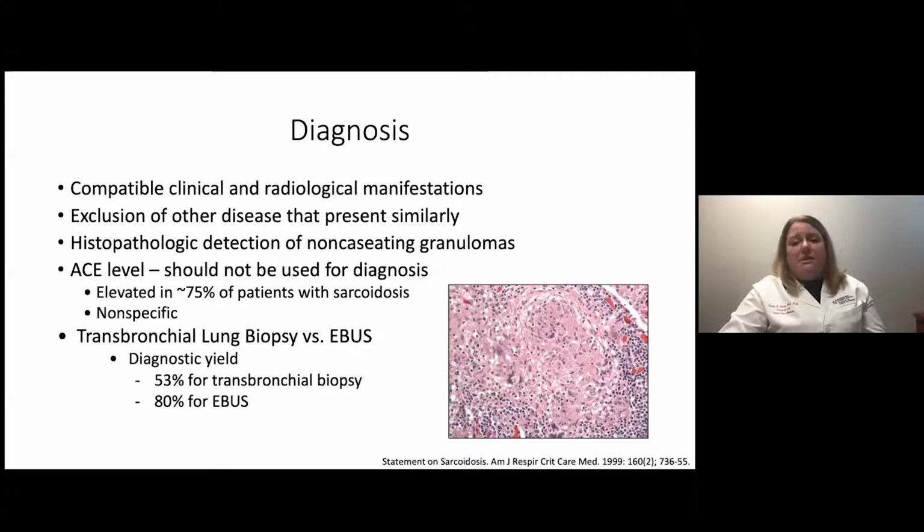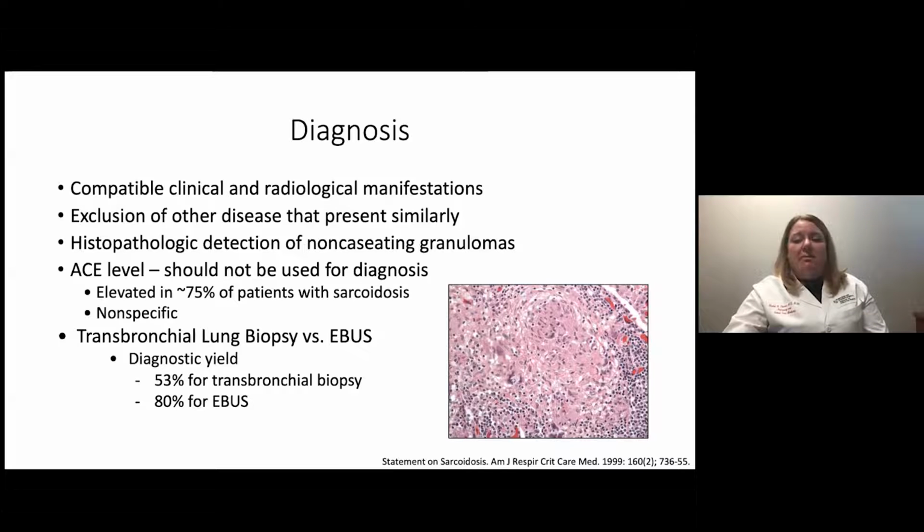The gold standard is histologic: under the microscope, detection of non-caseating or non-necrotizing granulomas. You'll often hear people talking about ACE levels, but this should not be used for diagnosis or managing treatment in patients. It's elevated in about 75% of patients with sarcoidosis, but the elevation depends on their underlying genotype. It's non-specific, and it can also be elevated in patients without sarcoidosis.